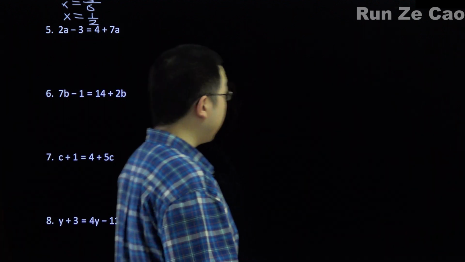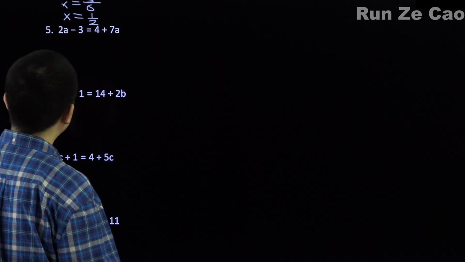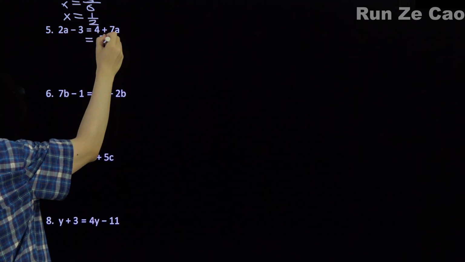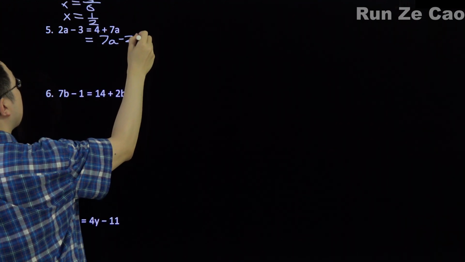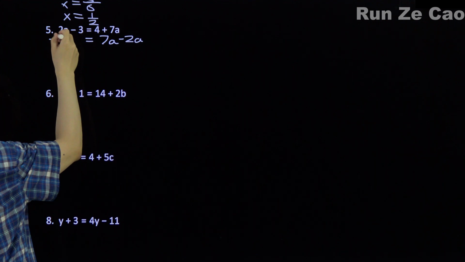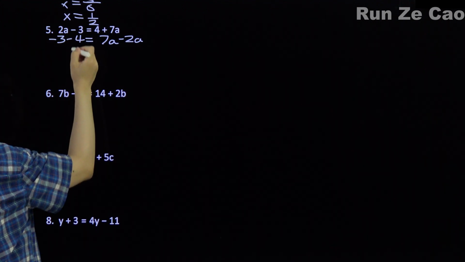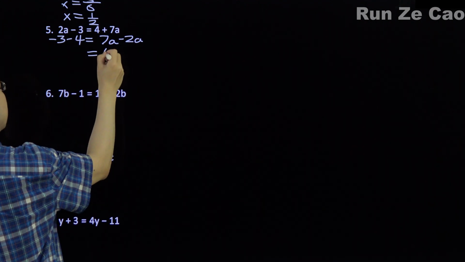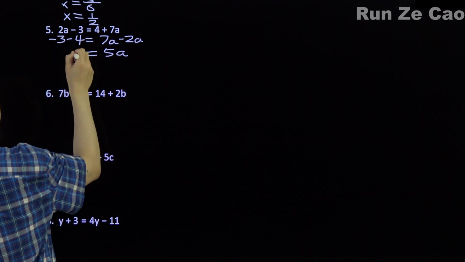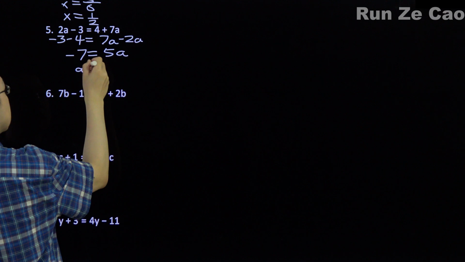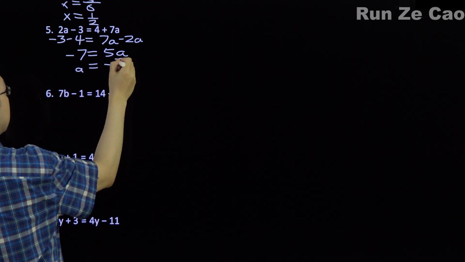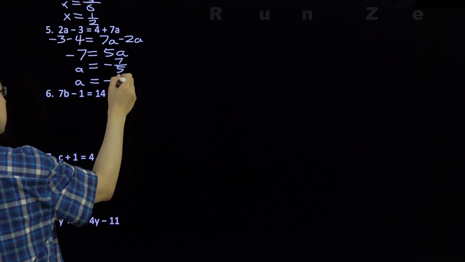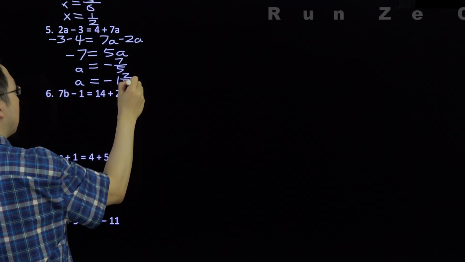Now, for 2a minus 3 equals 4 plus 7a: 7a minus 2a is equal to negative 3 minus 4. And thus we have 5a is equal to negative 7. a is equal to negative 7 over 5, or negative 1 2/5.